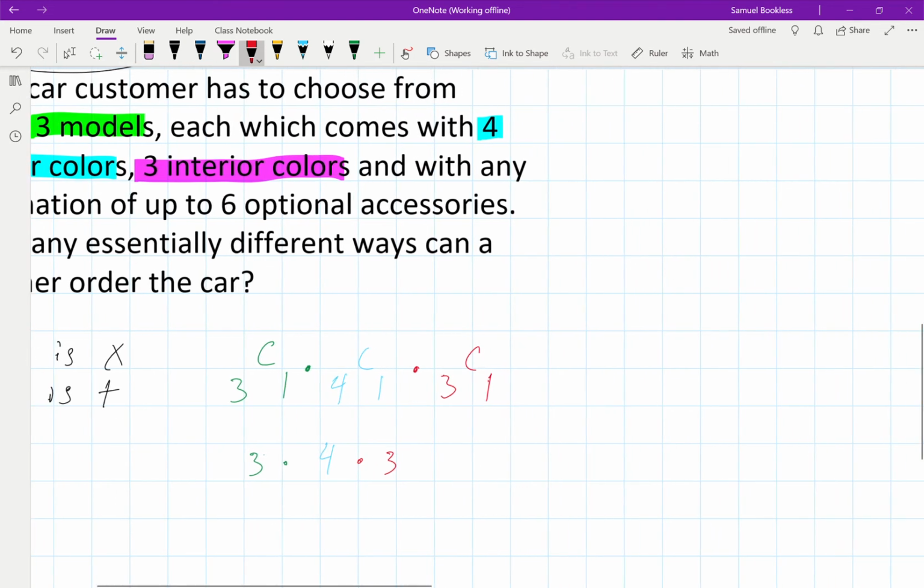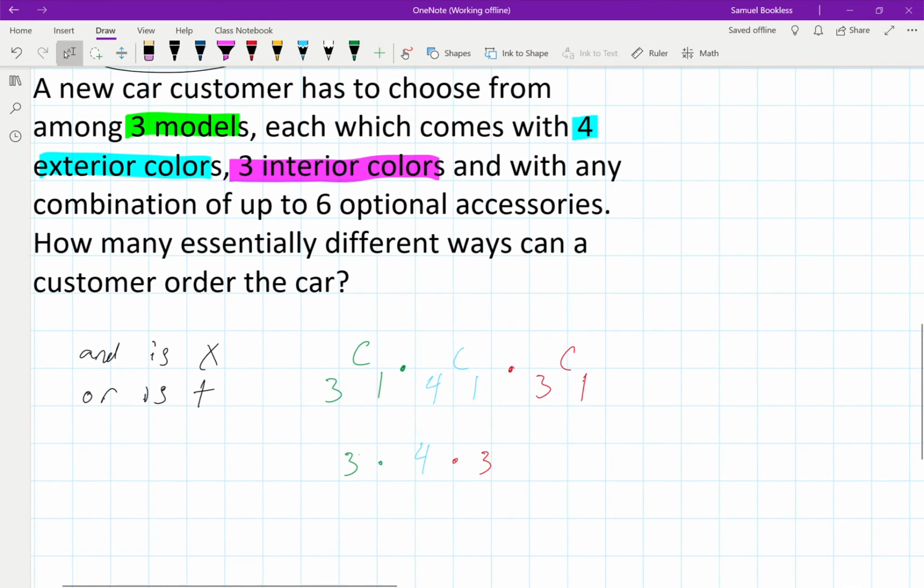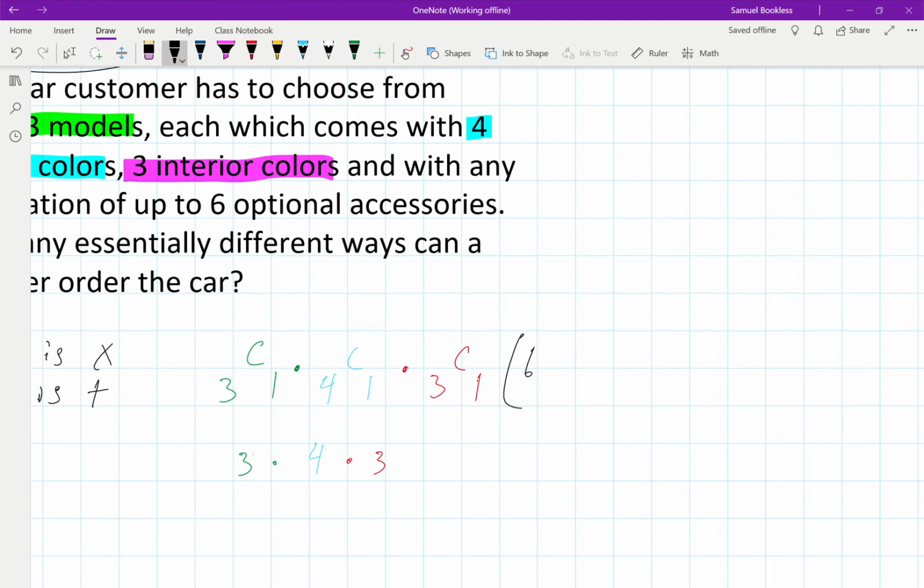The next part is where it becomes a little bit trickier. It says, and with any combination of up to 6 optional accessories. Now, when we think about that, we need to understand that I'm saying and one of these things, because it says it right here. It says and with any of the following optional accessories. But here's my different options. I have 6 options, but it says up to, and so I could choose none of them.